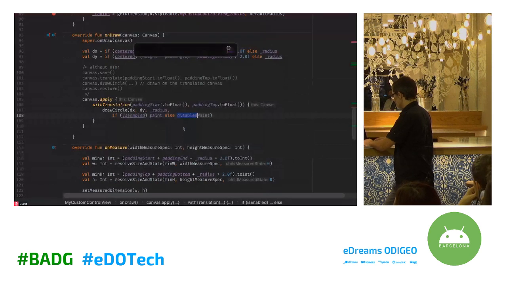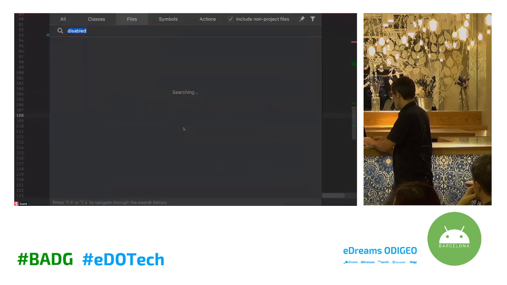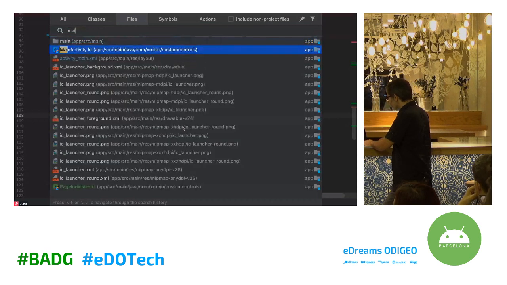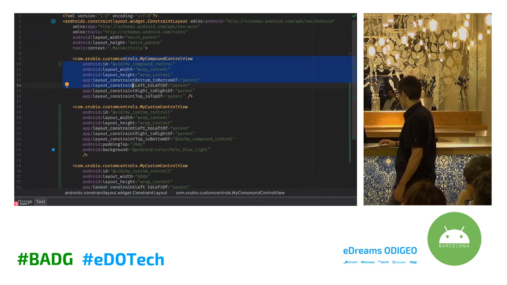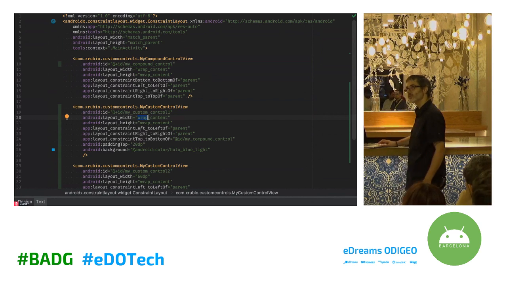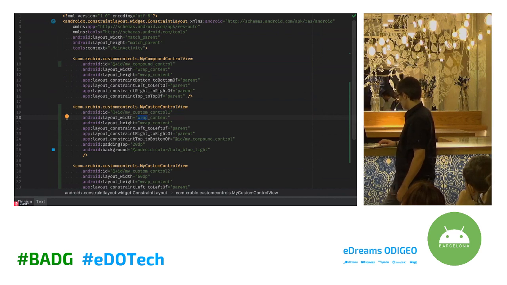If I think it's activity main, yeah. If we see the usage of these two controls, the compound control is basically the one that we already saw in the slides. And the custom control, in this case, I'm showing two examples: wrap content with a default radius, which is set to 30 dps, I think. I'm using the constraint layout parameters.